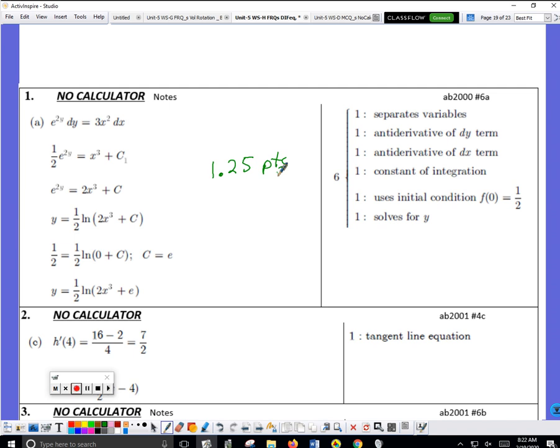How many multiple choices do you have? There's a total of 45. 30 without your calculator, 15 with. Although the 15 with your calculator usually have about 5 that don't need a calculator either. It's just where they put them. So that's fairly quick.